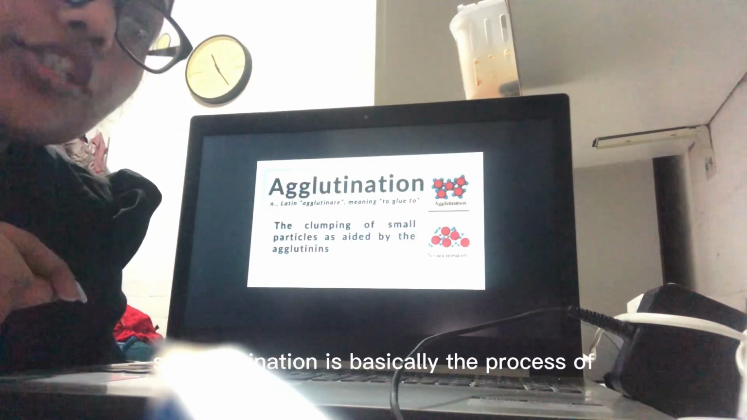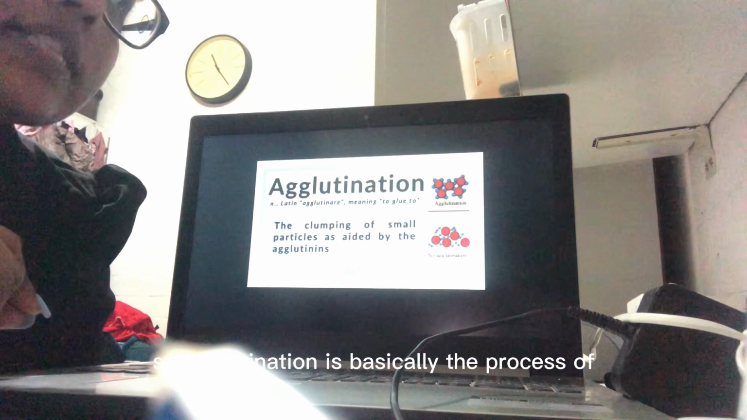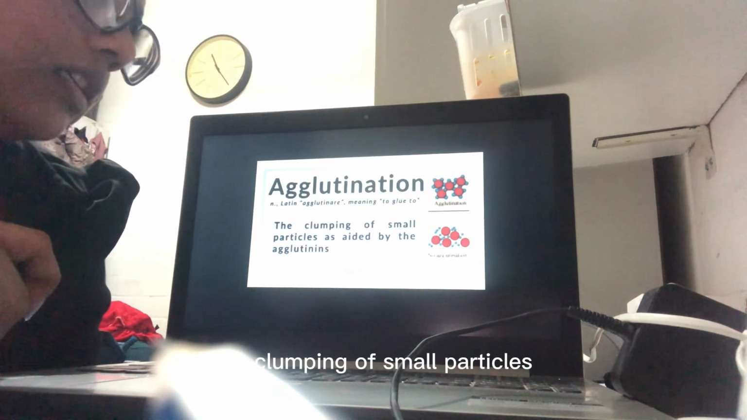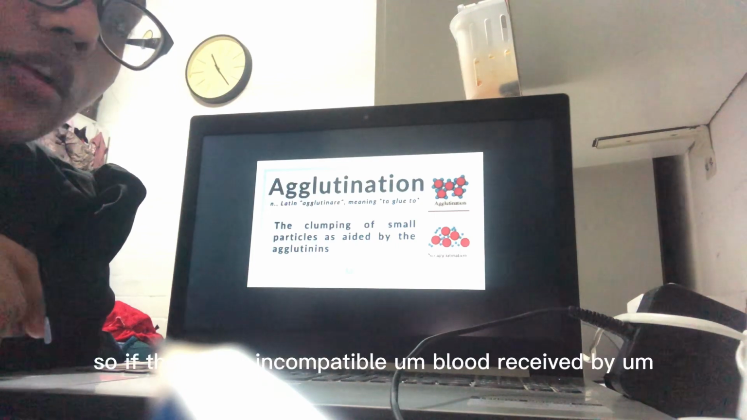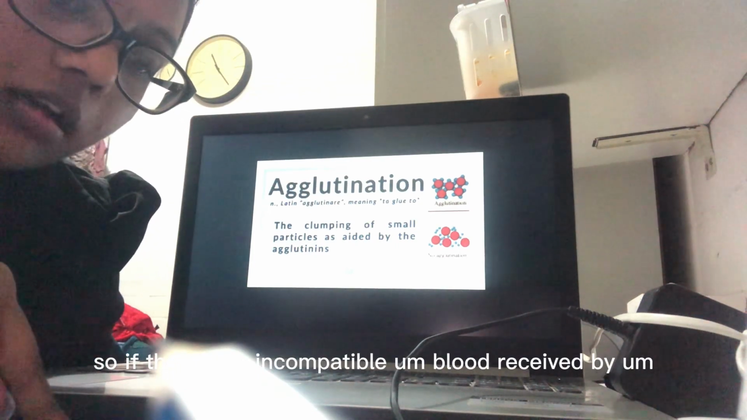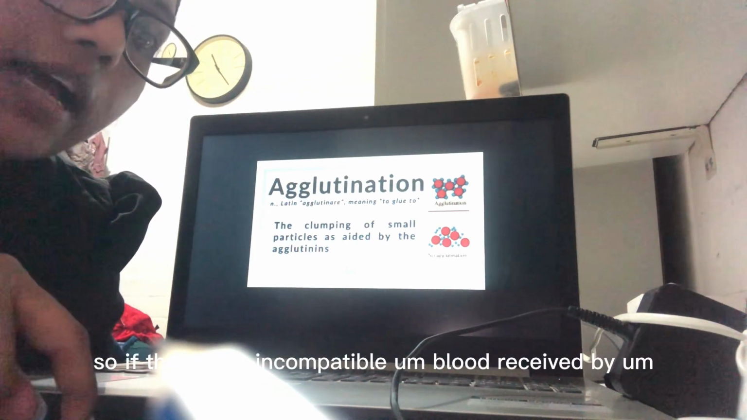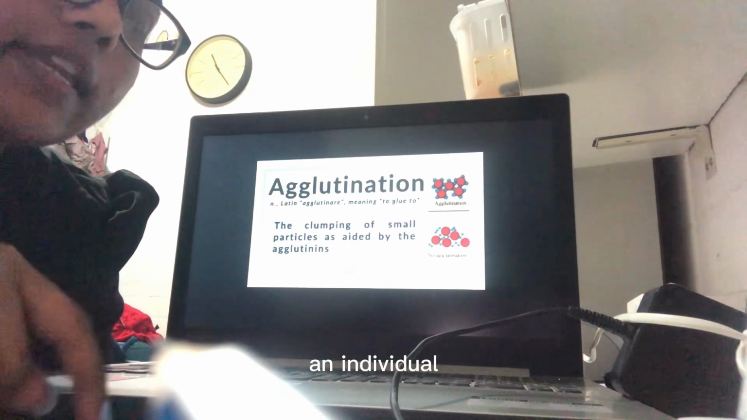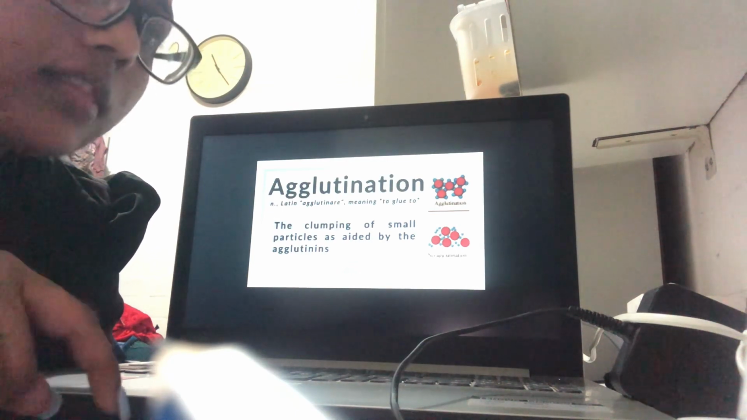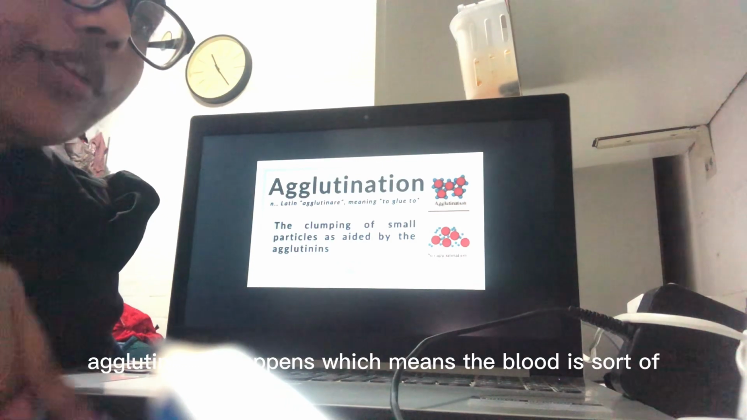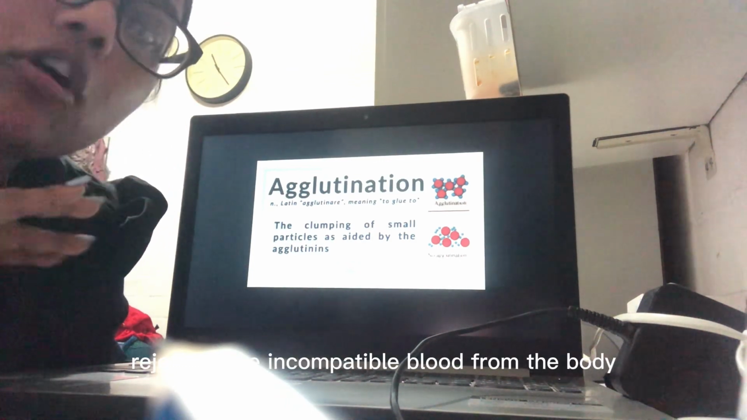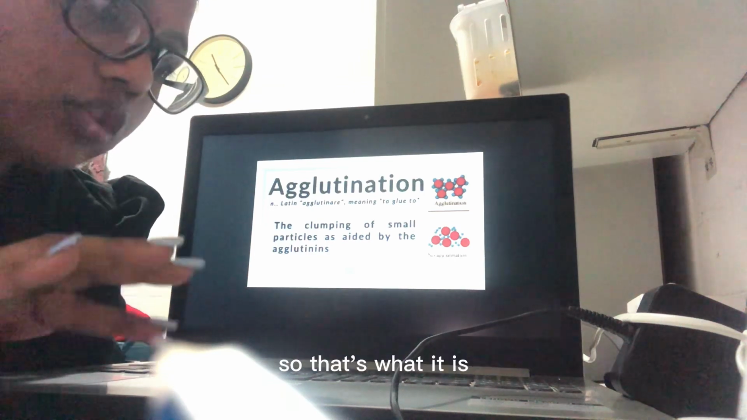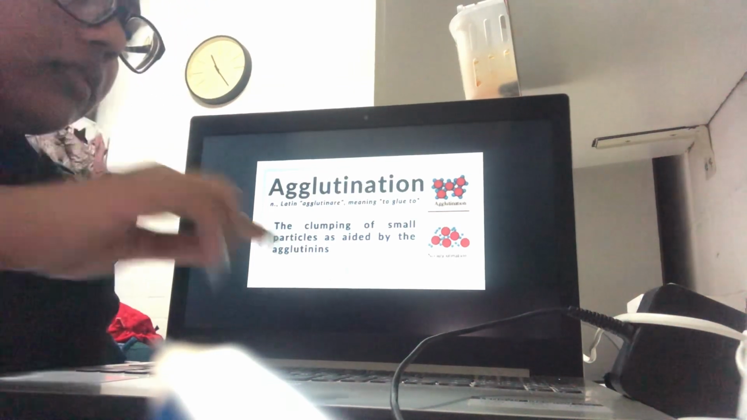Agglutination is basically the process of the clumping of small particles by the agglutinins. If an individual receives incompatible blood, agglutination happens, which means the body is rejecting the incompatible blood. So that's what it is.